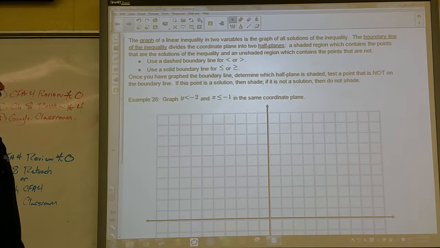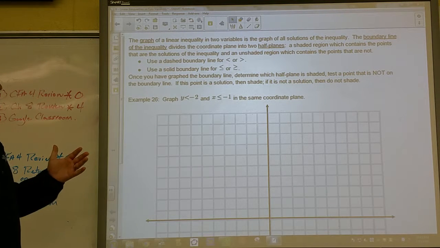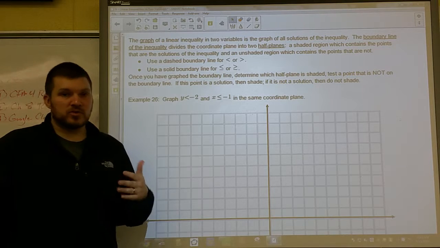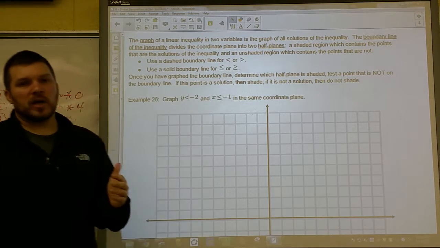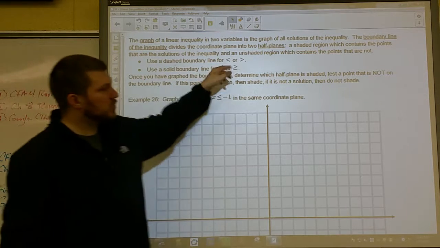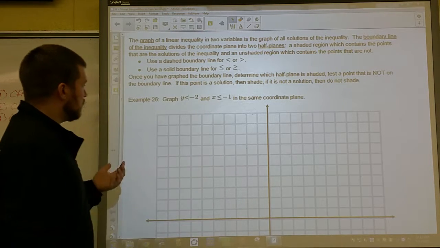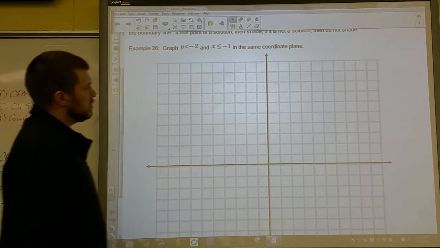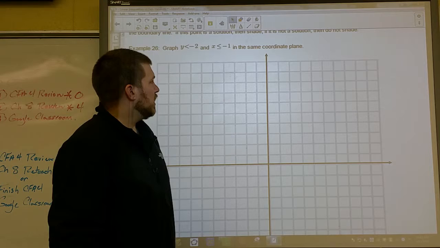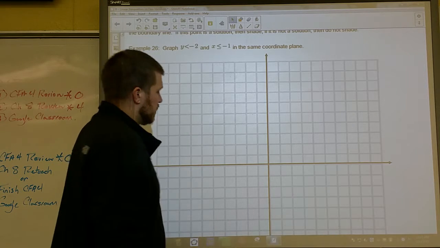The graph of a linear inequality in two variables is the graph of all solutions of the inequality. Essentially what we need to do is graph the boundary line. If we see just less than or greater than, we're going to do a dotted line. If we see the line under it, we're going to do a solid line. Again, that's review. So in example 26, what we want to do is graph y less than negative 2 and x less than or equal to negative 1.